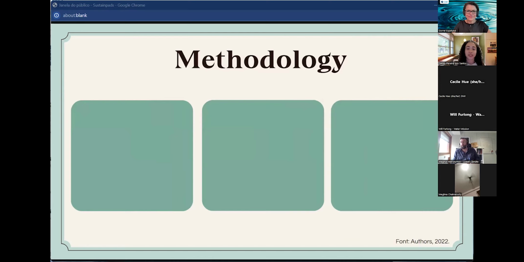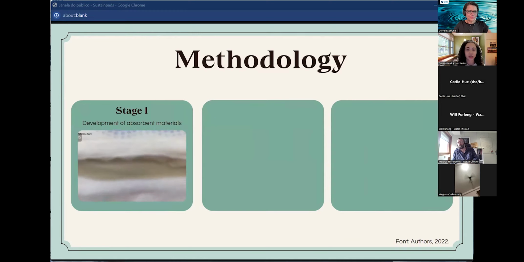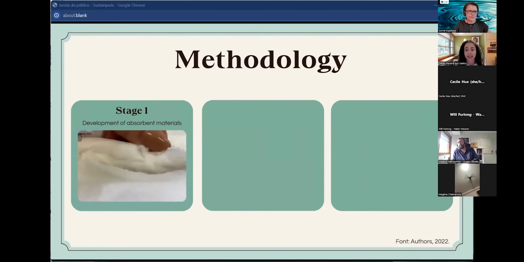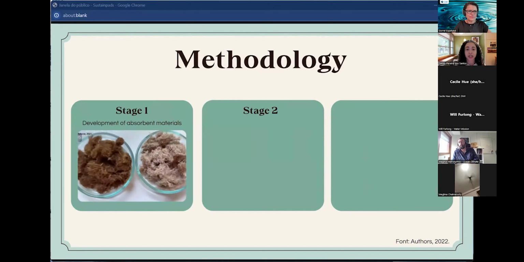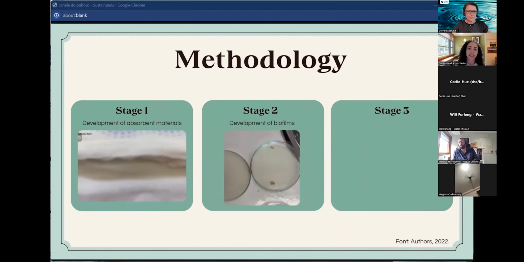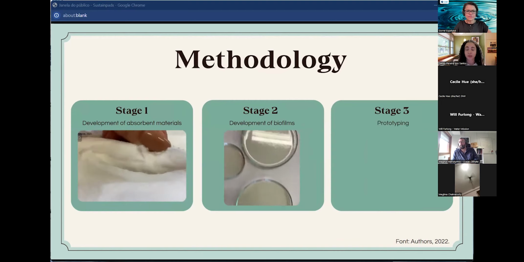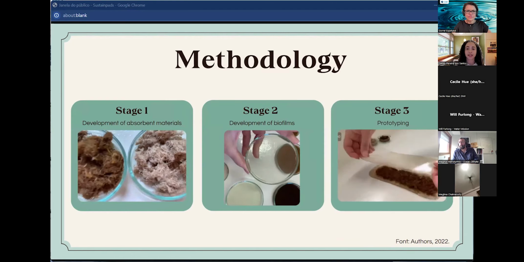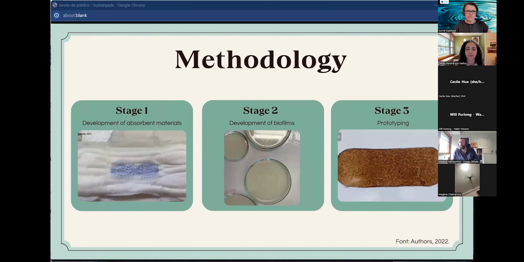To do that, we divided our methodology in 3 stages. In the first stage, we developed absorbent materials to replace the conventional cotton. In the second stage, we developed biofilms to replace the conventional plastic. And finally, in the last stage, we developed our prototype using the upcycling concept.